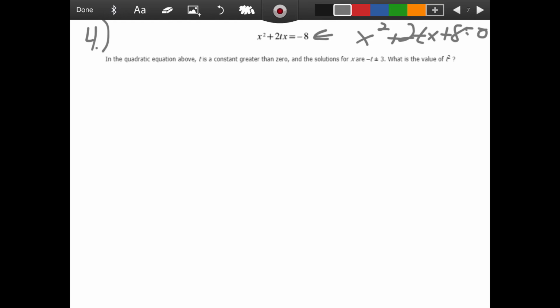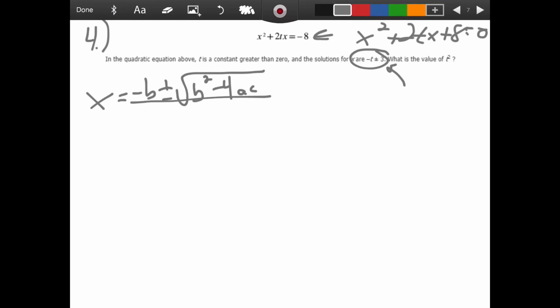Okay. Now, if you can get one thing out of this: most of the time, if you ever see this term plus or minus, where we have negative t plus or minus 3, wherever we see this plus or minus, we should think use the quadratic formula. So that's exactly what I'm going to do. Negative b plus or minus the square root of b squared minus 4ac, all over 2a.